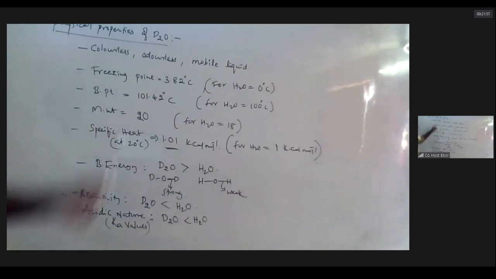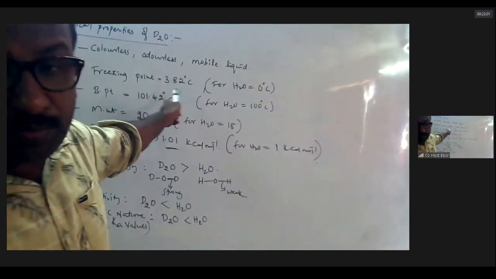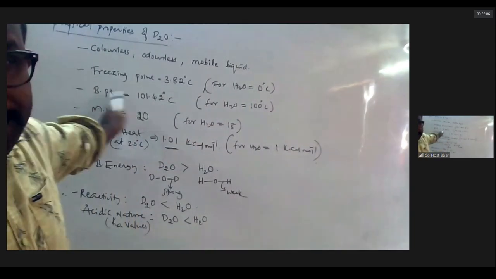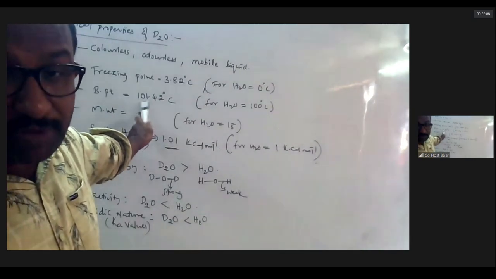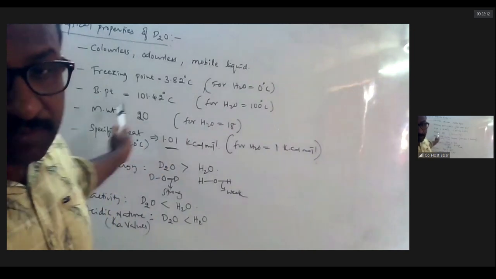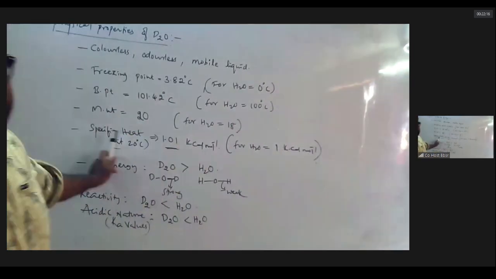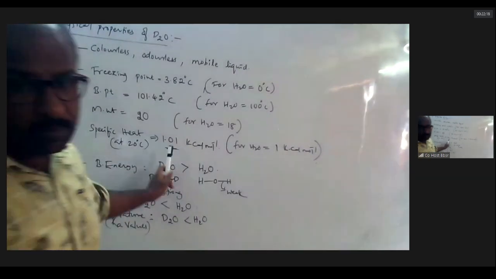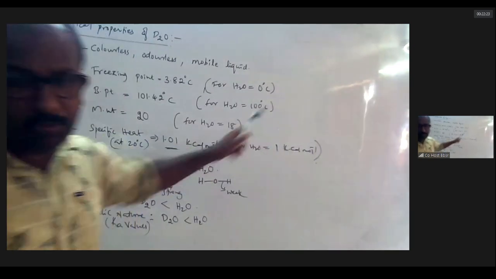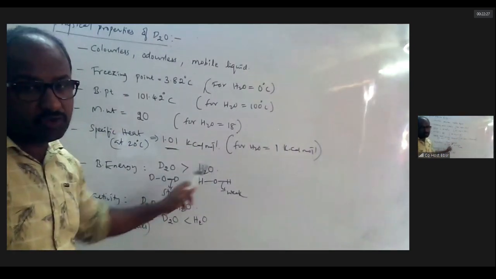See, colorless, odorless, mobile liquid; freezing point is 3.82, and for water it is 0 degrees Celsius. Boiling point is 101.42 degrees Celsius, and for water 100. Molecular weight is 20, for water 18. Specific heat at 20 degrees Celsius is 1.01 kilocalorie per mole, for water 1 kilocalorie per mole. Bond energy for D2O is greater than H2O.